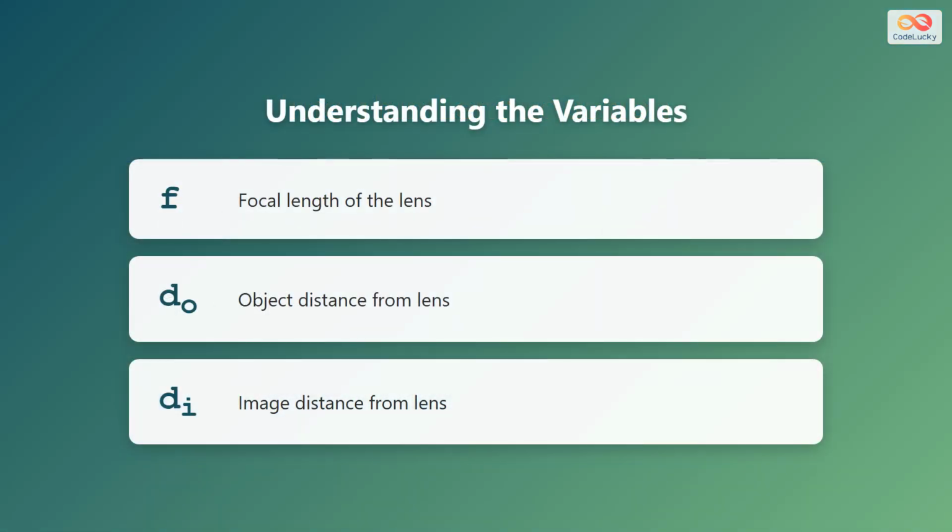Let's understand what each variable represents. The letter f stands for the focal length of the lens, which is a fixed property of the lens itself. The symbol do represents the object distance, meaning how far the object is placed from the lens, and di represents the image distance, which tells us where the image will form relative to the lens.